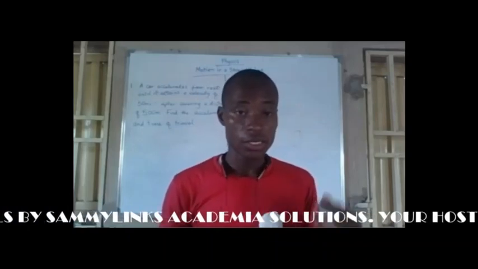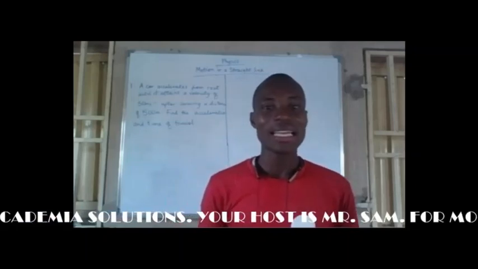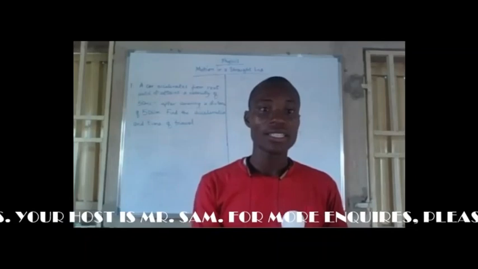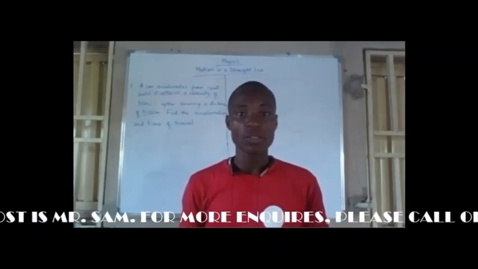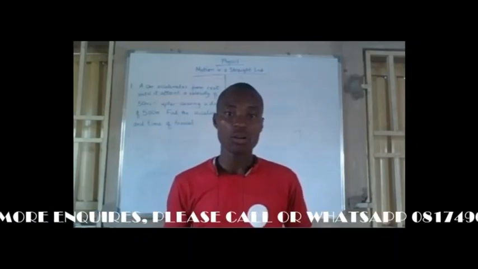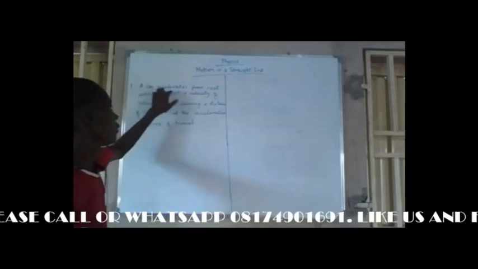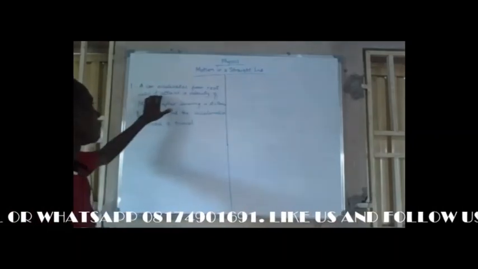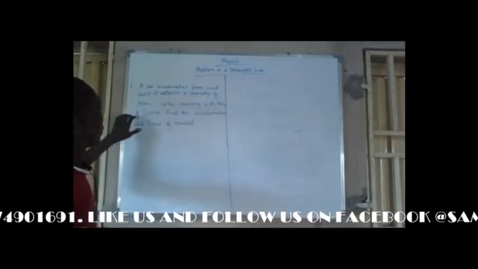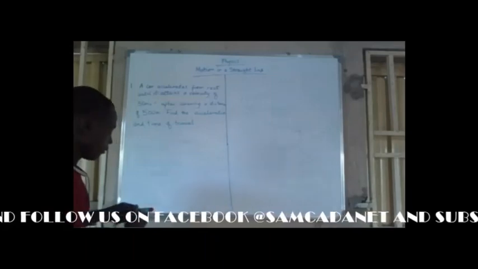First and foremost, the example on the board says a car accelerates from rest until it attains a velocity of 50 meters per second after covering a distance of 500 meters. We have to find the acceleration and the time of travel.